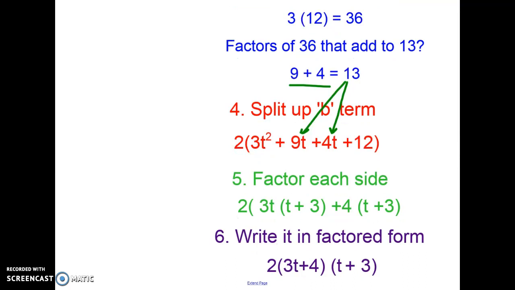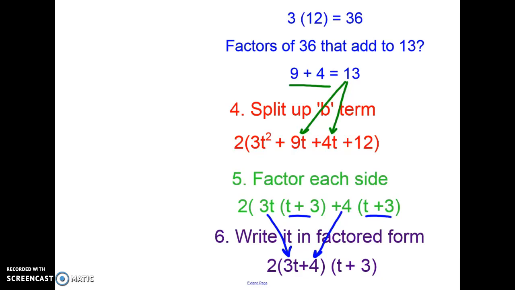you have to factor out common factors from each side. So we're going to factor out a 3t on the left, we're going to factor out a 4 on the right, and we should have t plus 3 in the parentheses there. Then we can just write it all together, bringing this 3t and this plus 4 down into one factor to get a final factored expression of 2 times 3t plus 4 times t plus 3.